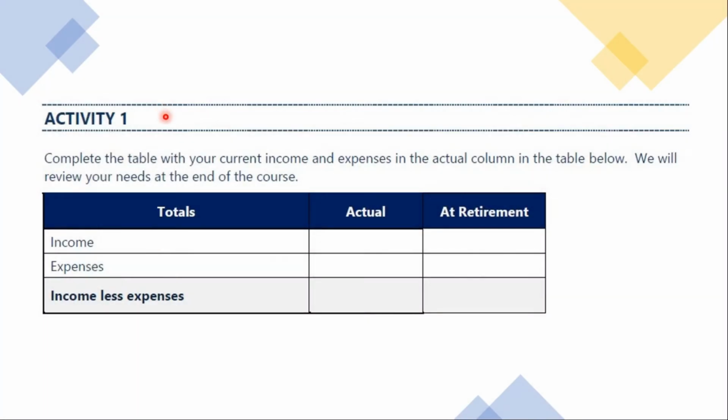We are now going to be looking at activity 1, which is your current financial analysis. Complete the table with your current income and expenses in the actual column in the table below. We will review your needs at the end of this course.